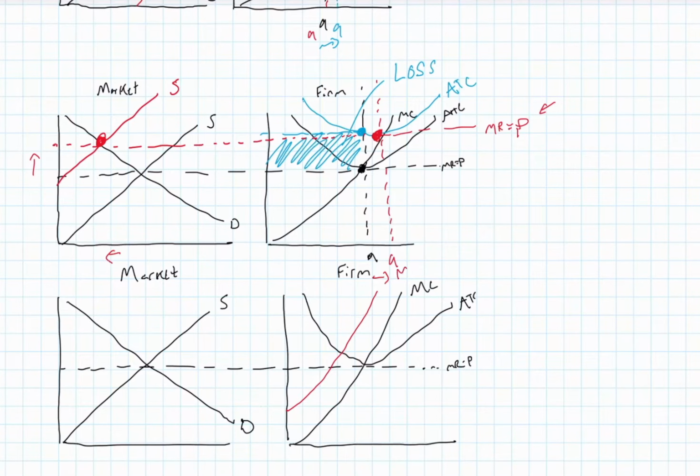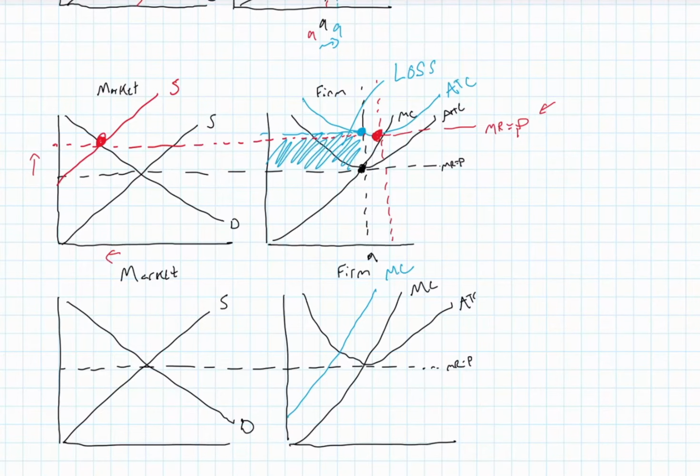Okay. Whoa, why am I drawing this red? Sorry, this is supposed to be blue. Let me erase this arrow because it's kind of getting in the way. So there's our marginal cost increase.